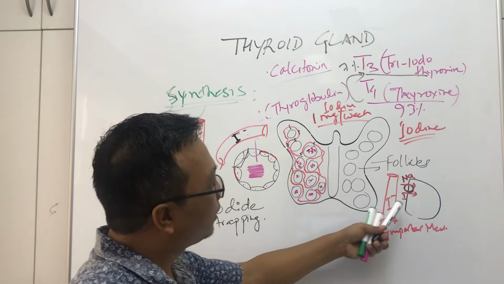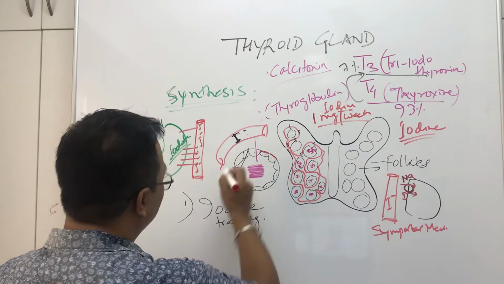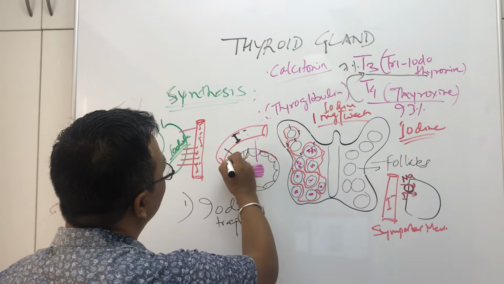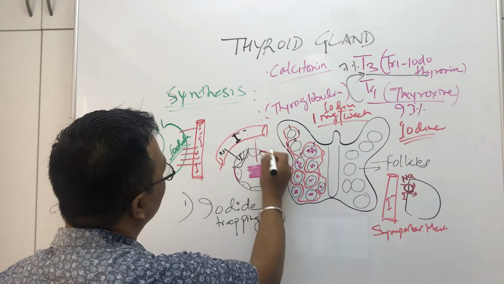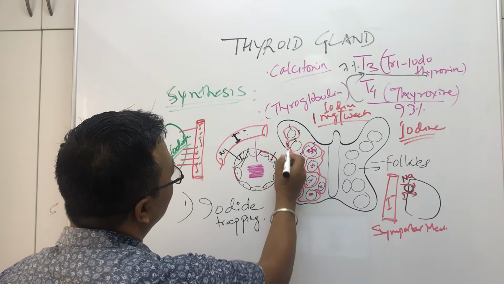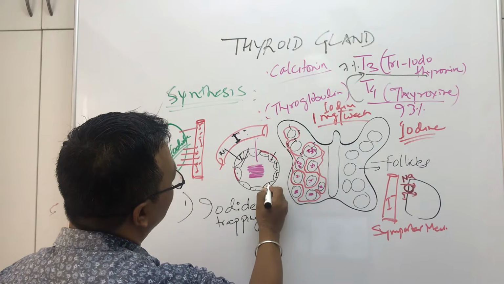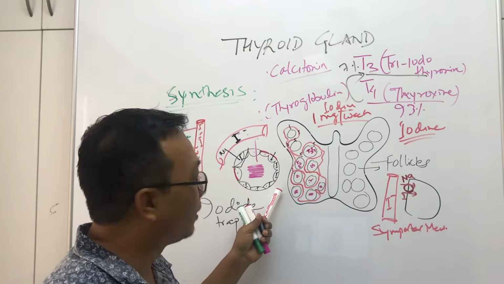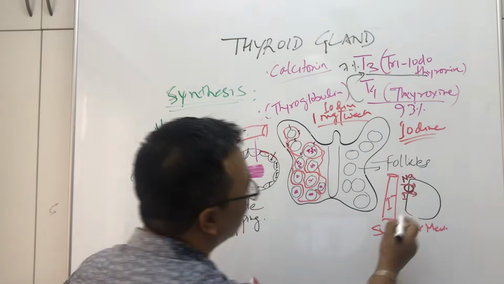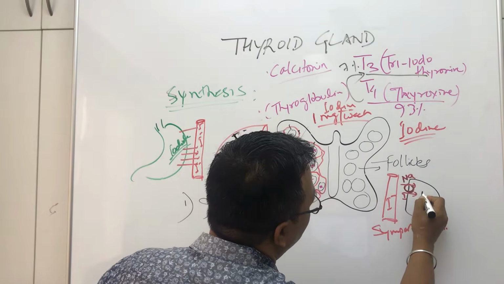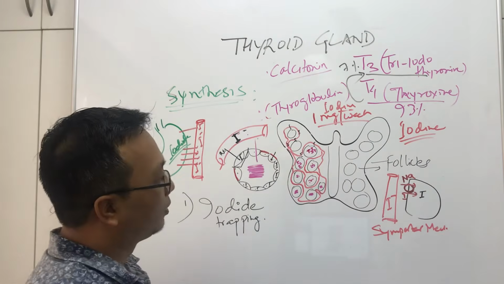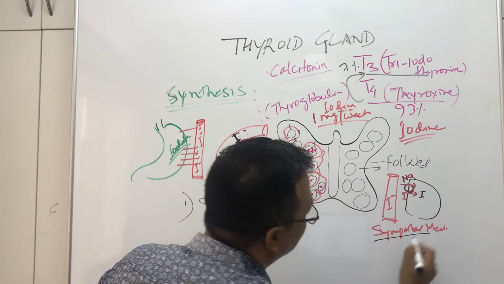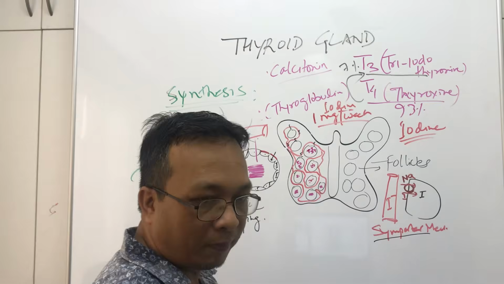So iodide moves inside the cell. Iodide will move inside the cell, not alone, along with sodium ions. Iodide will move here inside the cell, but still it has not reached the cytoplasm. Remember that. It has just reached the cellular part here, along with sodium ions, by the sodium iodide symporter mechanism.